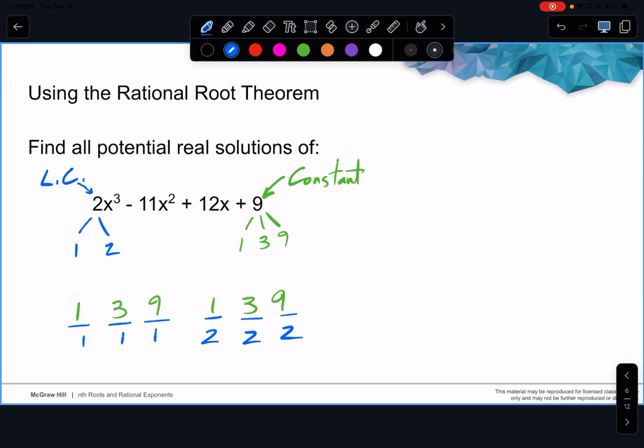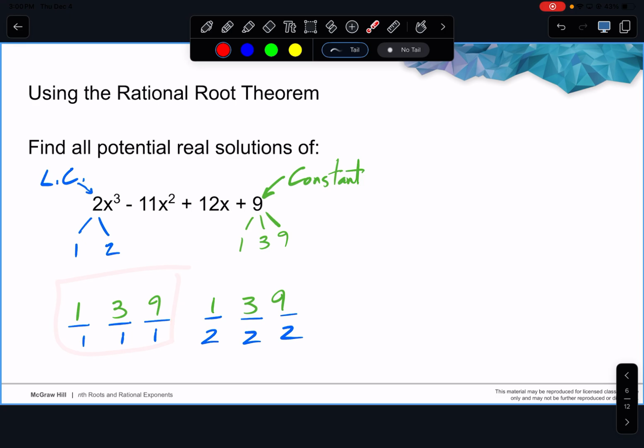All right. If that leading coefficient was a bigger number, let's say that it was 4, we would do it again, right? Your hope when we're doing this is that you have a small leading coefficient. The best one is 1, because then you don't have to do a big long list, okay?